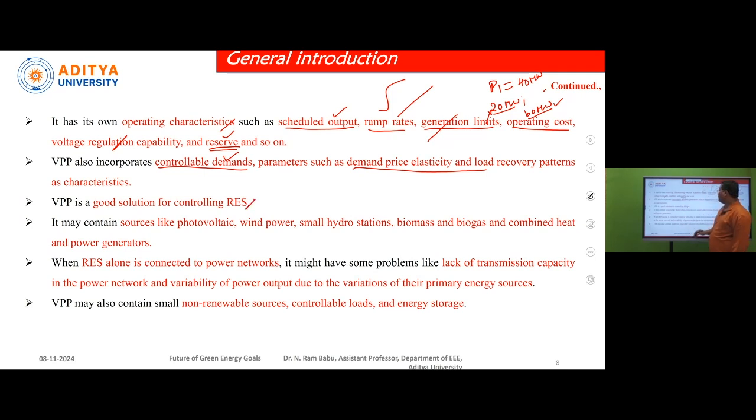Another one is that this VPP may contain photovoltaic, that means solar PV cells, wind power generating stations, small hydro stations, biomass, biogas, and combined CHP, combined heat and power generators. These are the various kinds of power generators that we have already discussed earlier, and they will come under VPP. And also, when RES is connected alone, this VPP will provide good and efficient results.